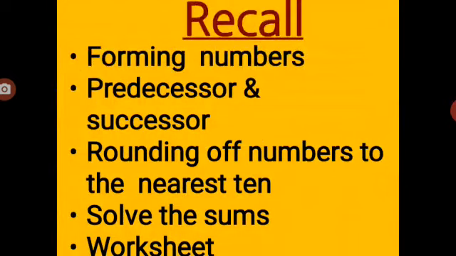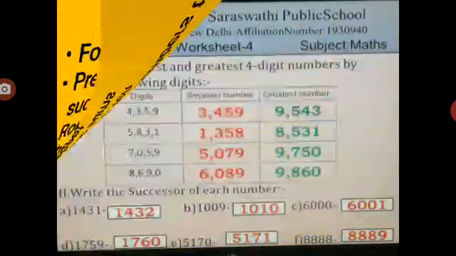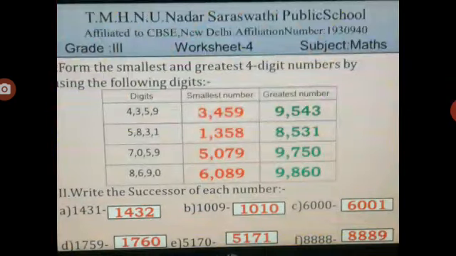At first we recall our previous class. So forming numbers, what is forming numbers? Forming numbers means forming the smallest number and the greatest number. Then next one is predecessor and successor. What does it mean by predecessor? Predecessor means number minus 1. Successor means number plus 1. Next, rounding of numbers to the nearest 10. Then solve the numbers. Then at last I gave one worksheet also. Have you completed the worksheet? Okay. Check your worksheet answers.